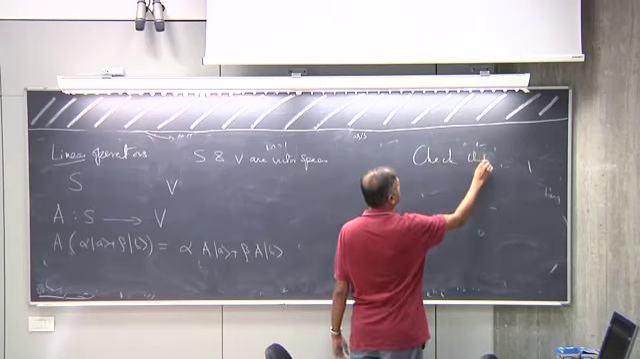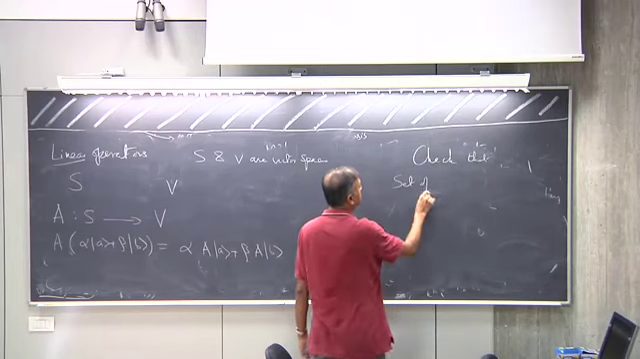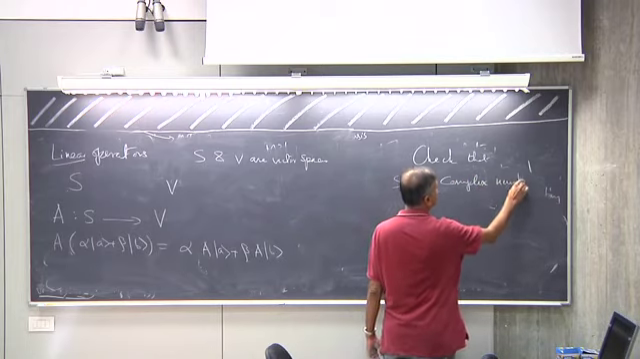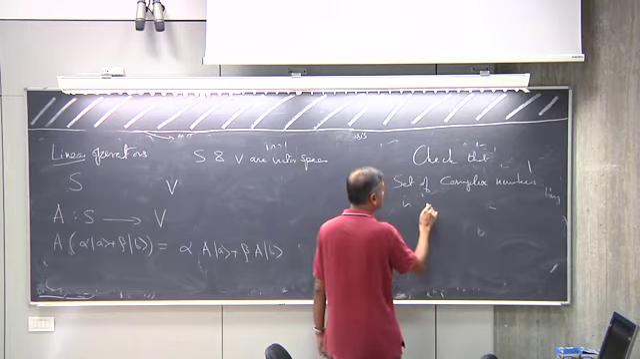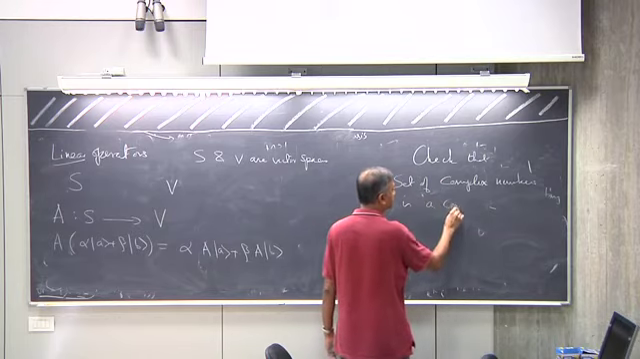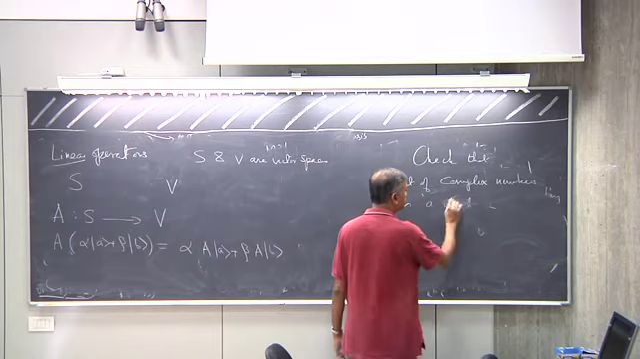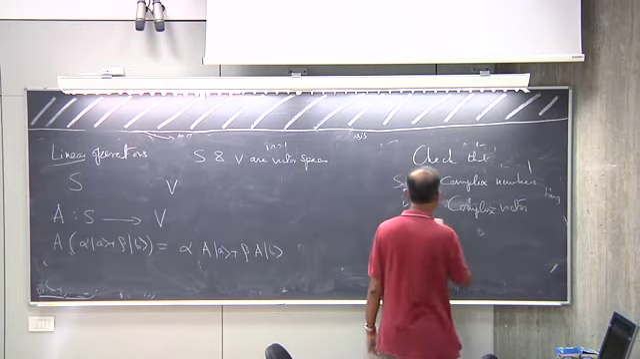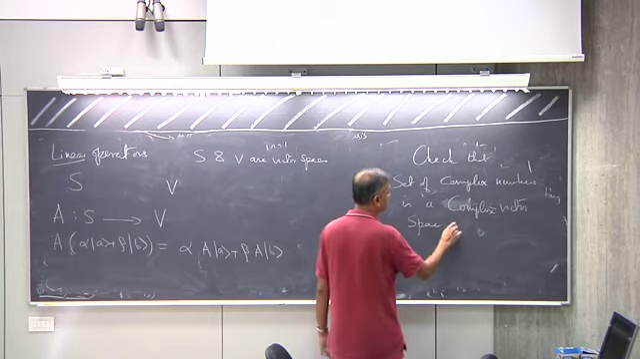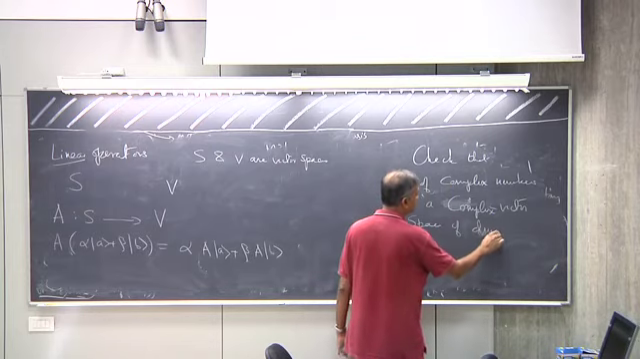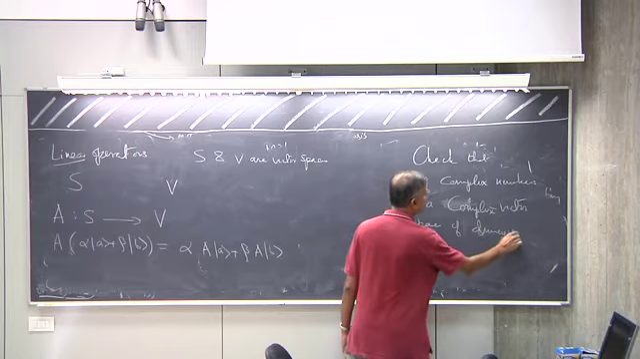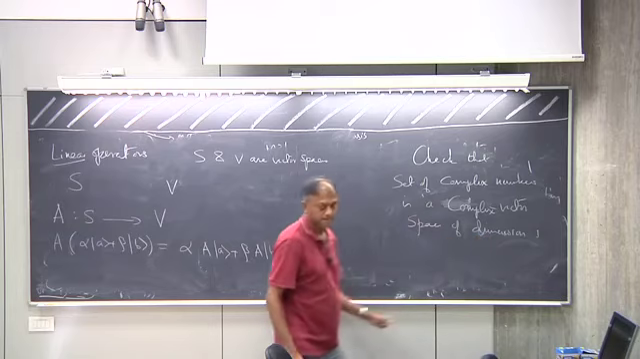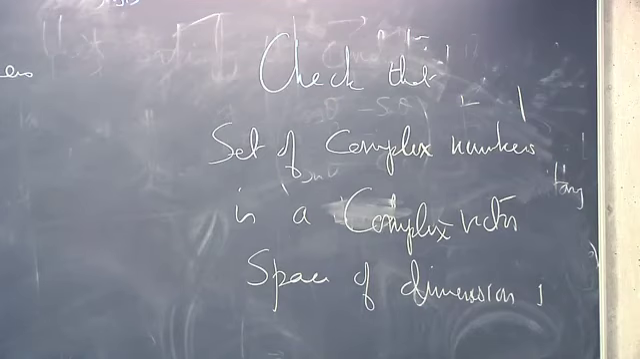Yeah, please check that the set of complex numbers is a complex vector space of dimension 1. Right? This is complex dimension 1. So I mean you can check that.